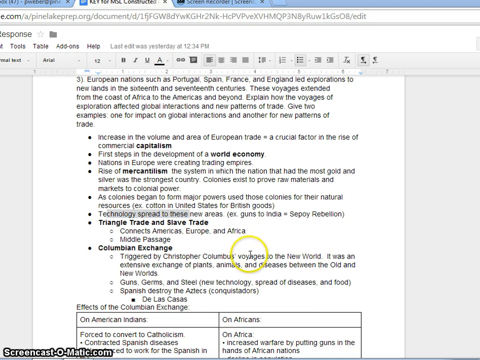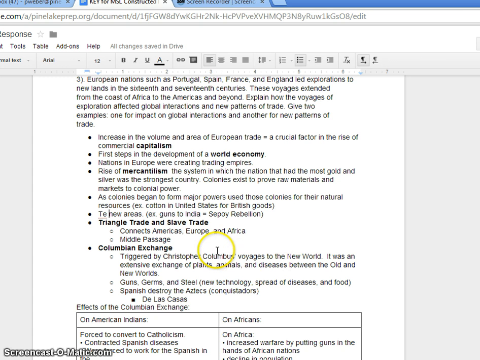Next, common trade. Next, what we see is triangular trade and Columbian exchange. So the triangular trade was where goods were sent from Europe to Africa. These are manufactured goods. And then slaves were sent from Africa to the Americas. And then raw materials were sent from the Americas to Europe.